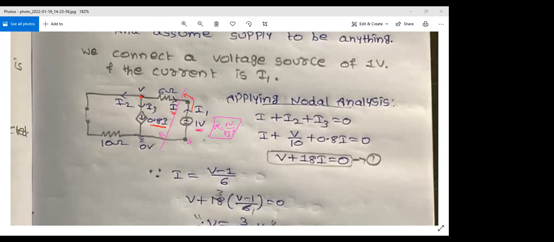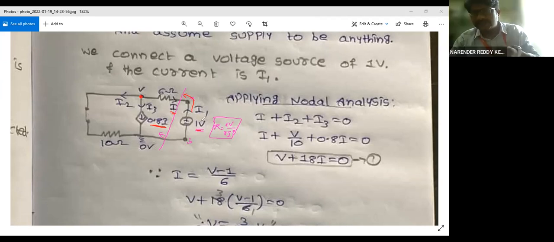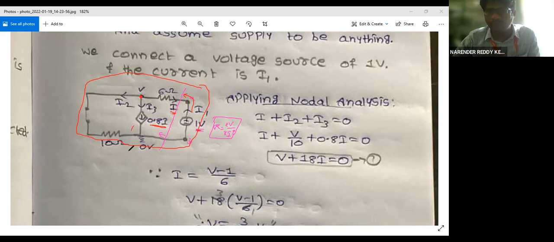Yes, sir. So what we do next is take this as a whole complete new circuit, and we identify the nodes now. How many principal nodes do we have? We have 2 principal nodes. So I take 1 as reference.